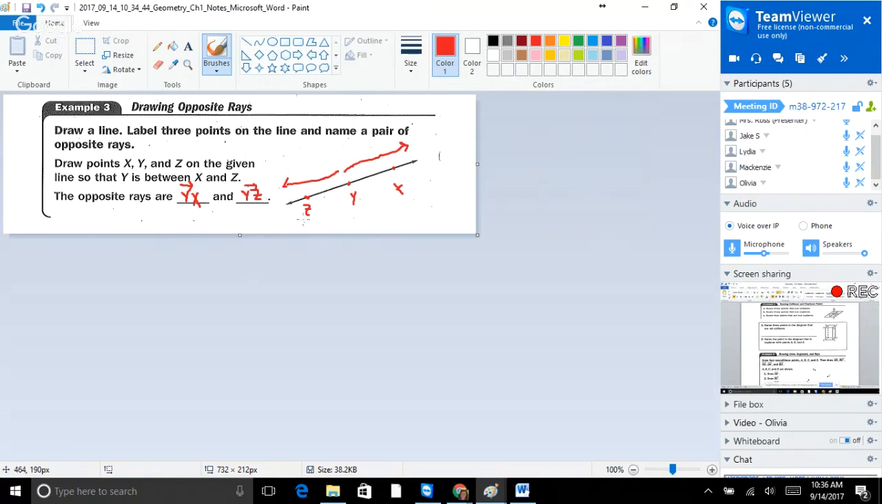And they also make the line. We could call this line segment, or line, just sorry, not line segment. We could call this line XZ. Like that. Okay. Any questions about that? I think 1-1 should be pretty easy.